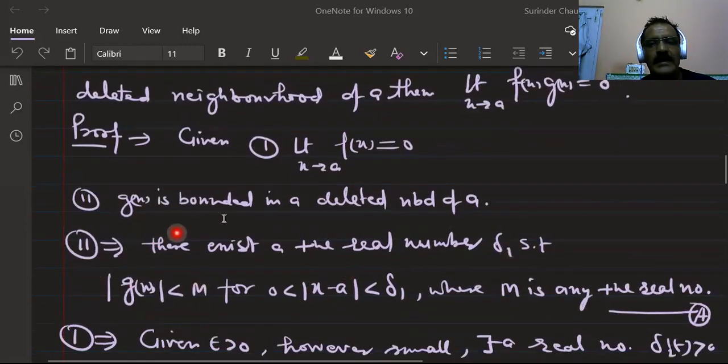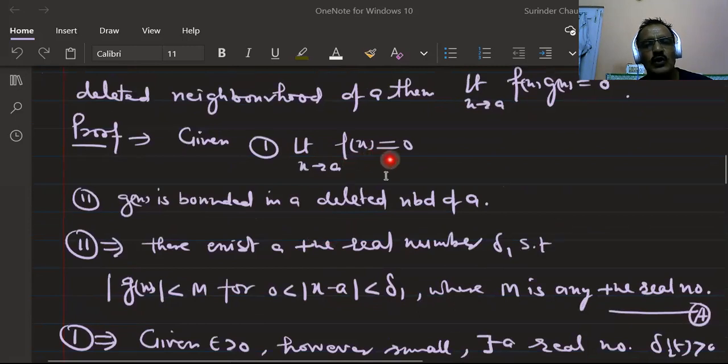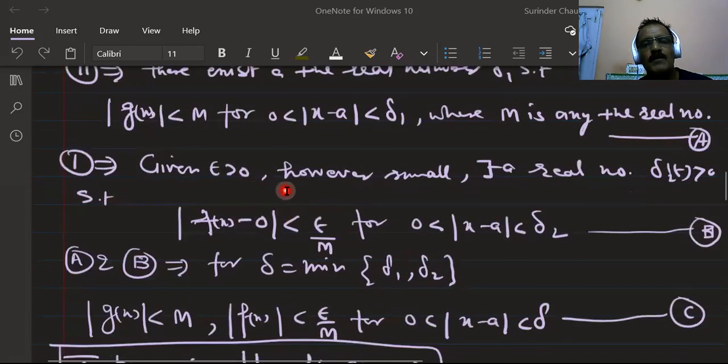So the second implies, if g(x) is bounded in some deleted neighborhood of A, then there is a positive number delta 1 such that modulus g(x) is less than M for 0 is less than modulus x minus A less than delta 1, where M is any positive number. So this is the first result. For the second, if limit x approaches A of f(x) is equal to 0, this implies given epsilon greater than 0, however small, there is a positive number delta 2 depending upon epsilon such that modulus of f(x) minus 0 is less than epsilon upon M.